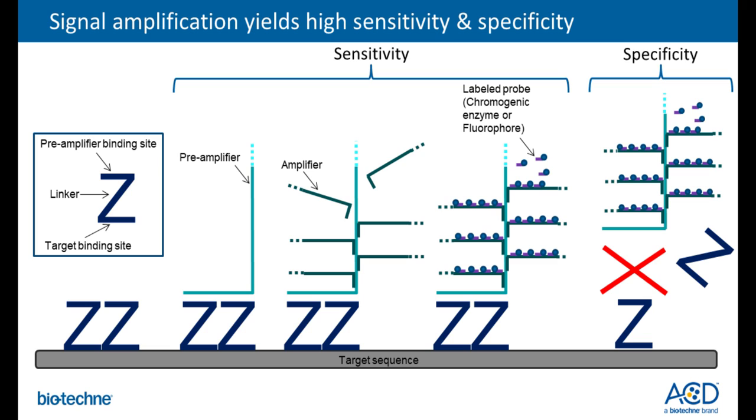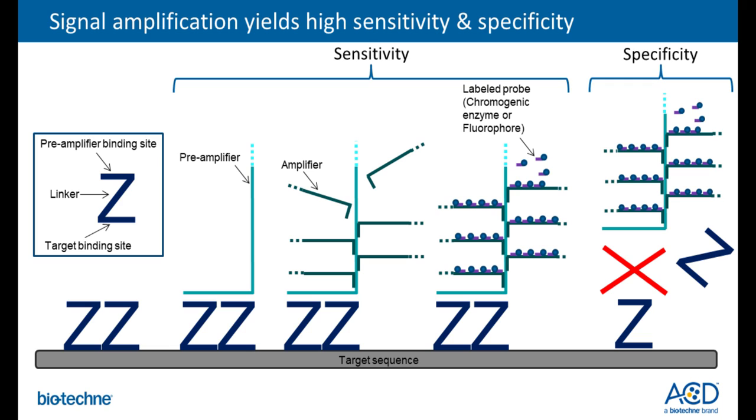Now, this forms the foundation of the pre-amplifier binding site, to which the pre-amplifier molecule comes and binds to the Z pair. Followed by this, there's the binding of the amplifier, and then you have your labeled probes binding onto the amplifiers. This signal detection strategy allows for very high sensitivity, and we can detect even the most low expressing targets.